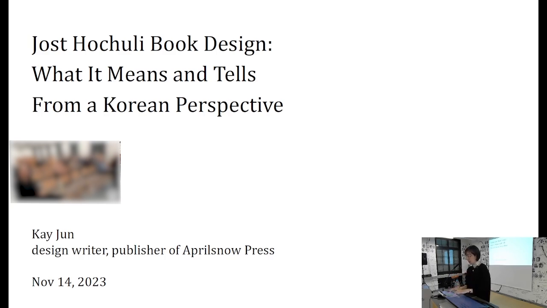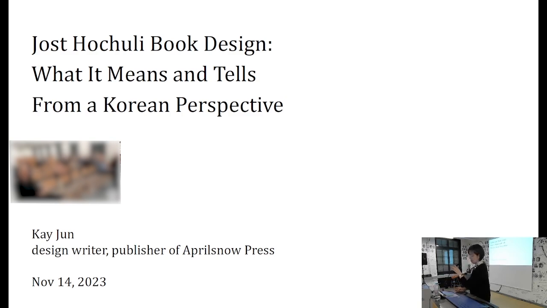I've prepared an English script, and I'm going to read this aloud. Please just tell me if you don't understand or if I'm too fast, just tell me to slow down. Okay.